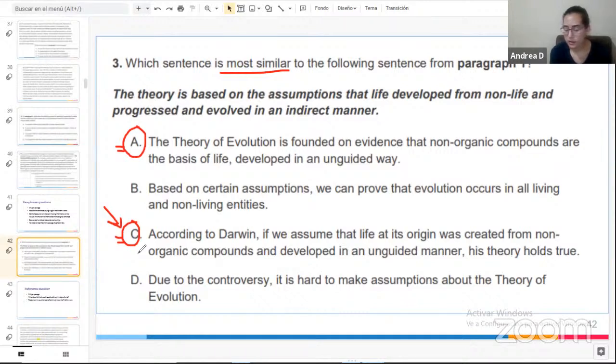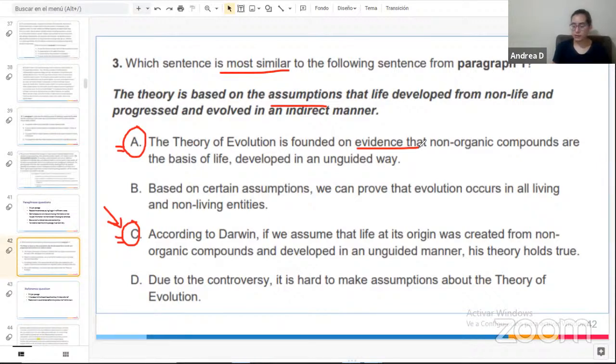Why not A? Or why C? I think because of the words "founded on evidence," because the paragraph says the assumption. Exactly. Yes, I got you. So it's not the same, assumptions and evidence.